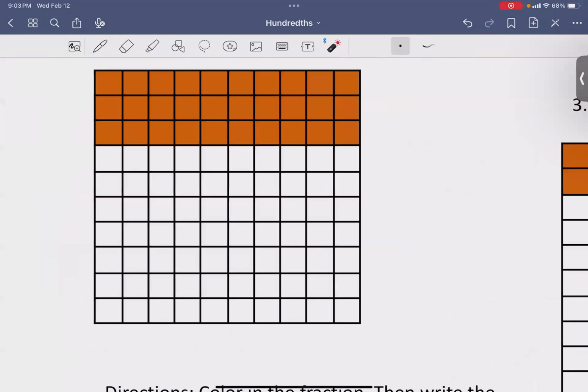This is 100 squares. We have 10 squares going across, so 1, 2, 3, 4, 5, 6, 7, 8, 9, 10. Then going down, we have 1, 2, 3, 4, 5, 6, 7, 8, 9, 10. So 10 times 10 gives us 100. So we have 100 mini squares inside of the big square.